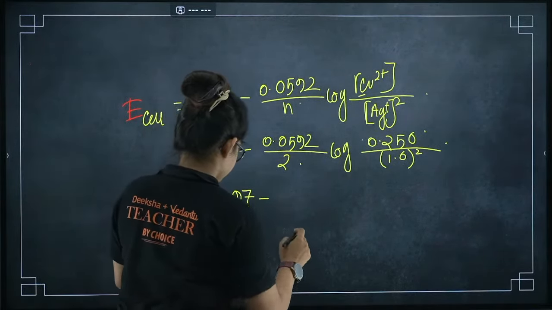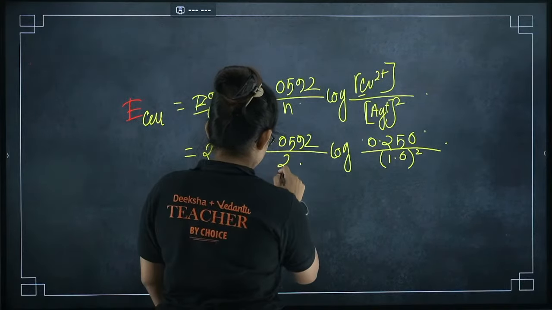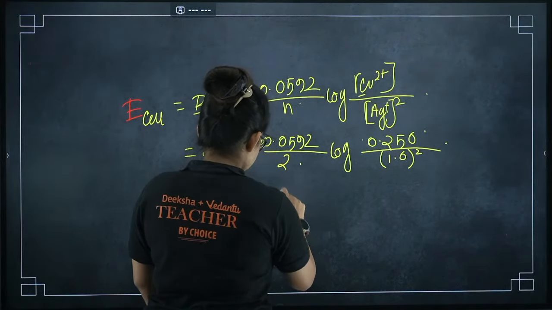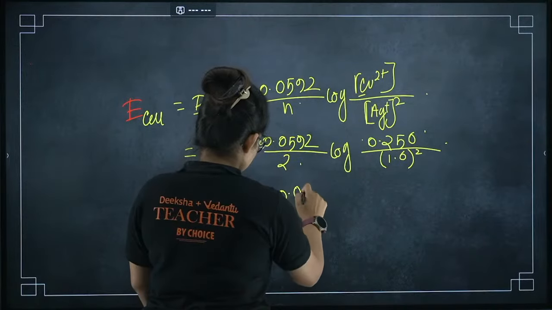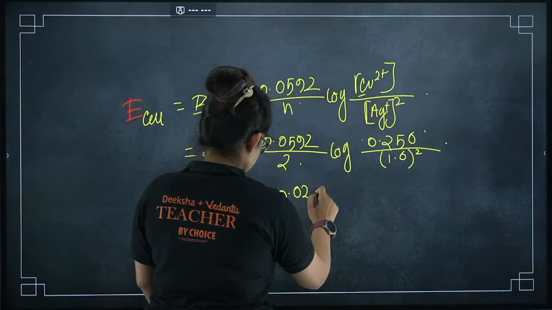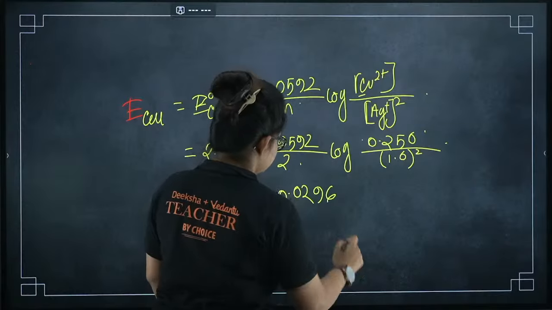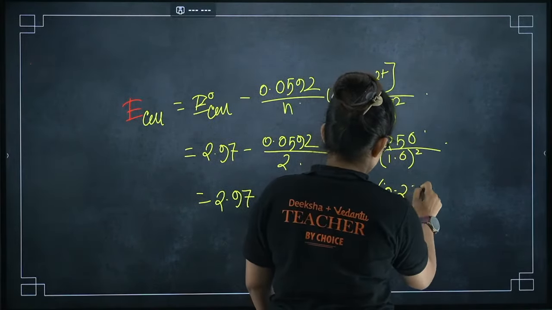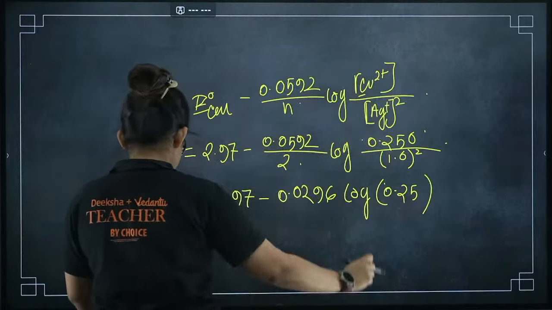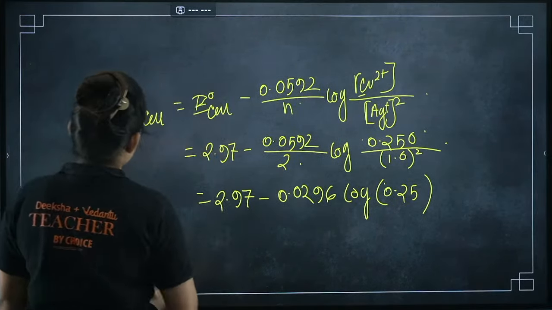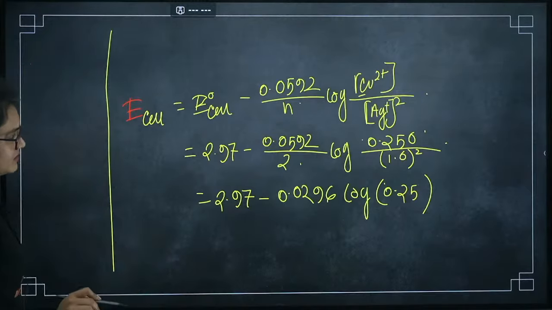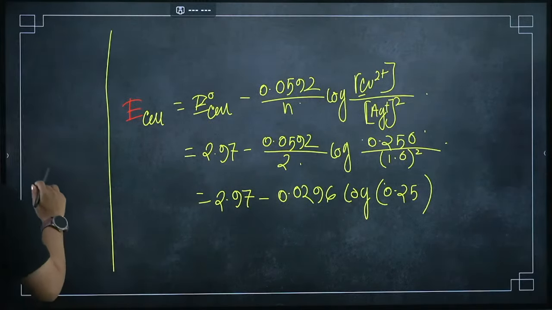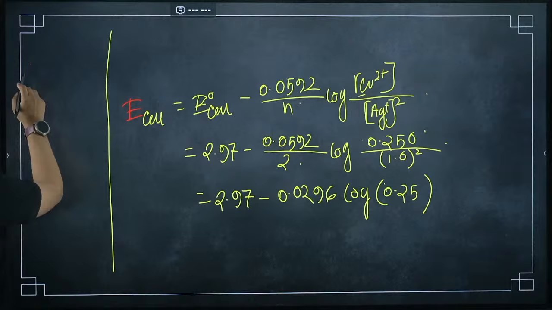2.97 minus, if I do this calculation, 0.0296, yes, log, from here I can write as 0.25, right? So log 0.25. You people get the log table, but still if you want to simplify this type of calculation, you can do it like this.